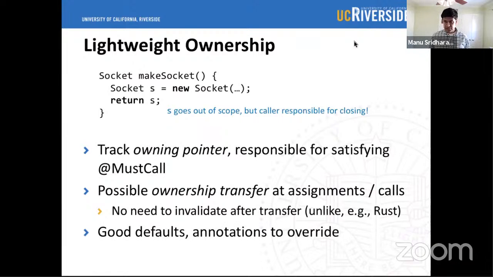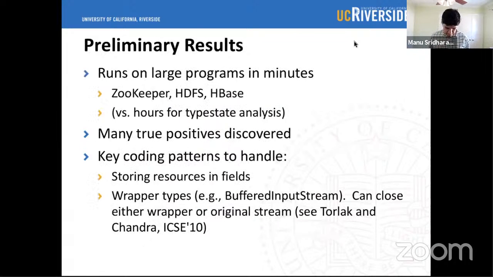And so we want to reduce the annotation burden here. So we try to have some good defaults, but you can override them with your own annotations. So just briefly, preliminary results are that this analysis scales quite well. It's running in minutes on huge programs as opposed to hours. We have found a bunch of true positive bugs.